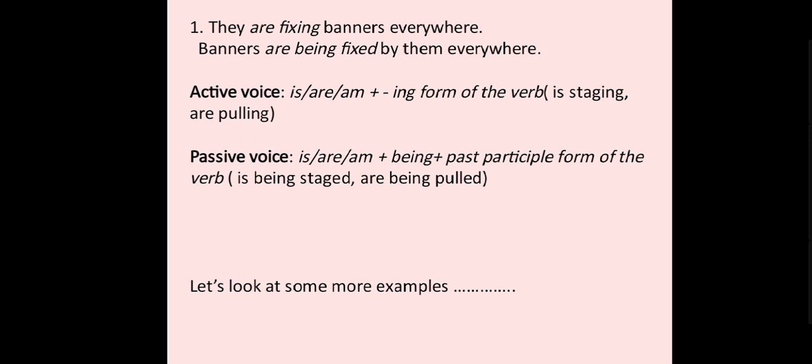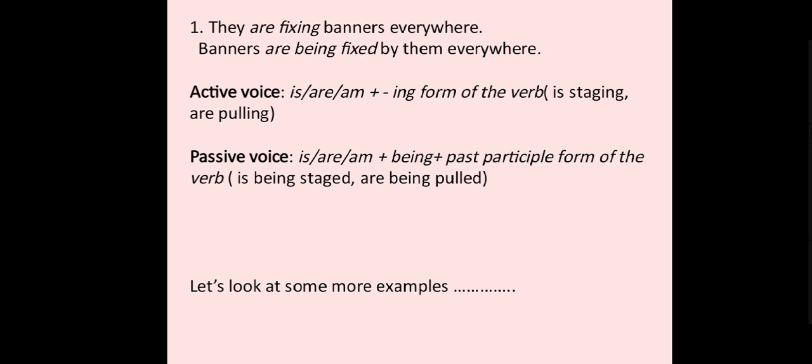Sentence: They are fixing banners everywhere. The active voice key of present continuous tense is is/am/are plus the ing form of the verb, right? So we can see here that "are" is used in our first sentence. They are, along with they are, will go plus fix plus ing. So we come to know that this sentence is of present continuous tense. And here more examples are given: is staging, are pulling.